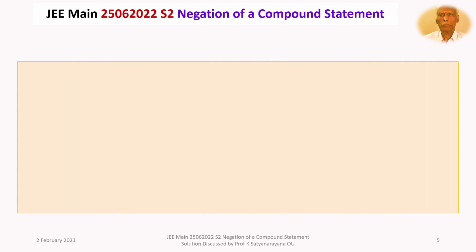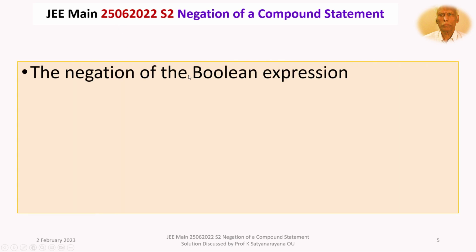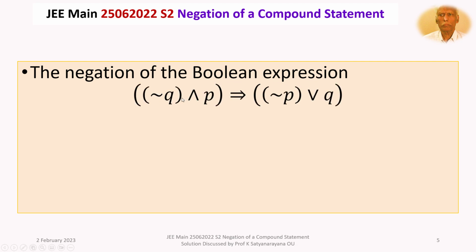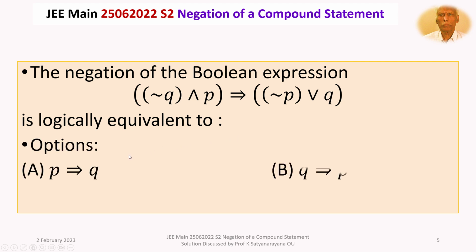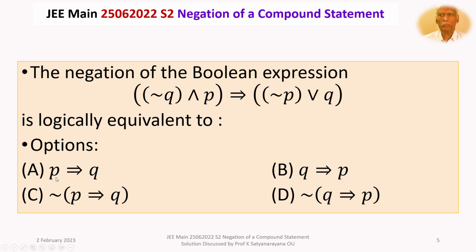The given problem is the negation of the Boolean expression negation of Q and P implies negation of P or Q is logically equivalent to. We are given four options. Option A, P implies Q. Option B, Q implies P. Option C, negation of P implies Q. Option D, negation of Q implies P.